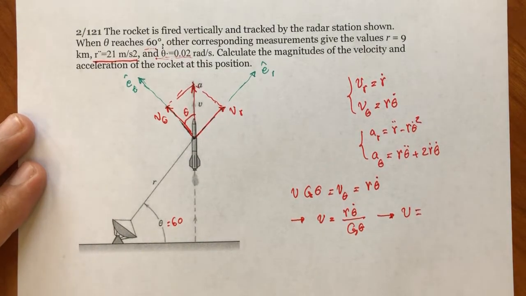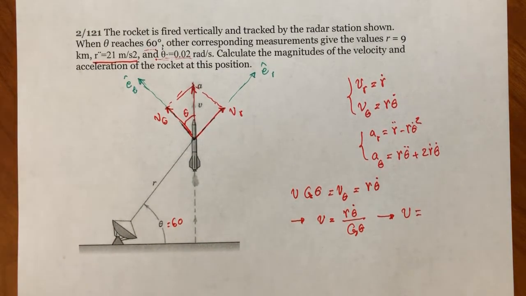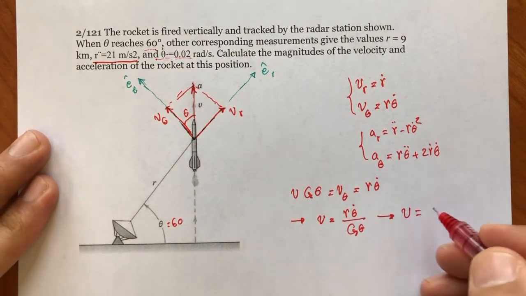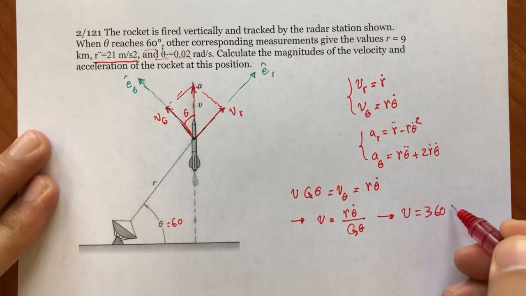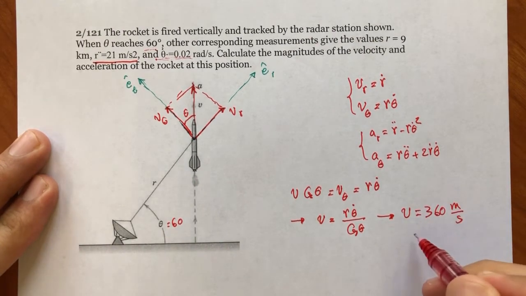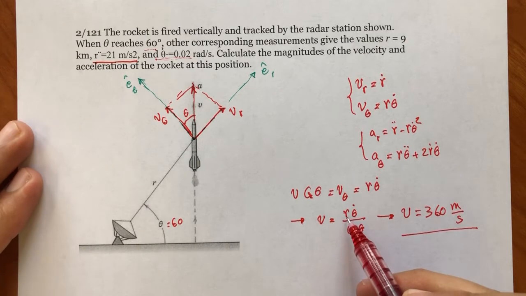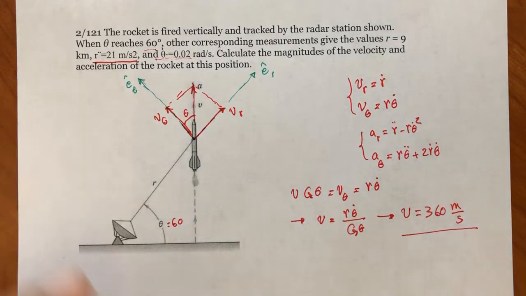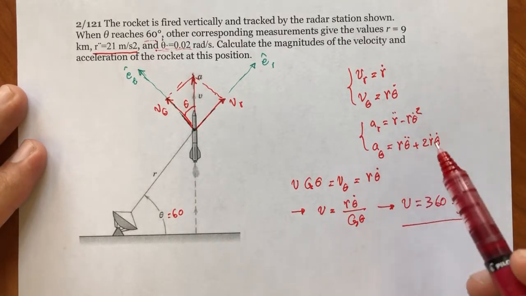So from here, V, the actual velocity, is simply R theta dot divided by cosine of theta, which, if you put in the numbers and are careful about the units, is going to be 360 meters per second. You need to write R in terms of meters. And same thing for acceleration.